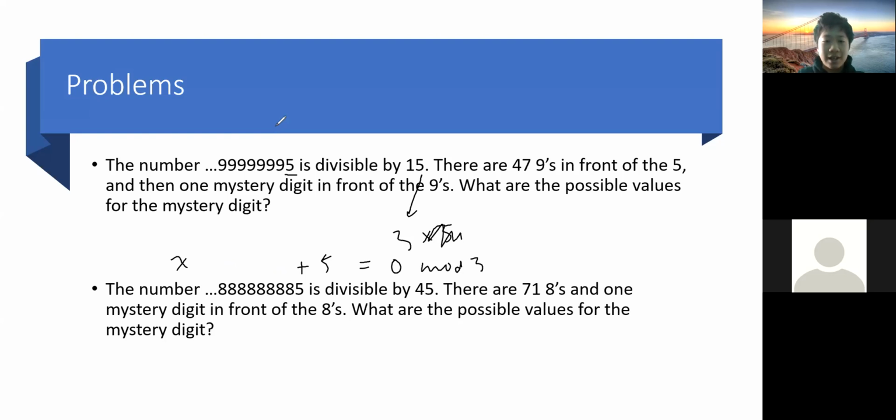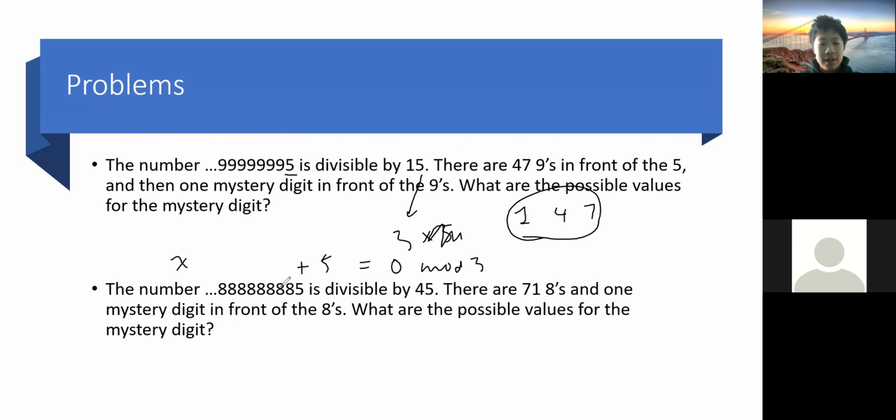So now we can literally just test values here. 1 works. 1 plus 5 is 6. 4, 7. And that's it. Okay, 1, 4, and 7. And these are the 3 possible values for the mystery digit. Okay, x plus 5 equals 0 mod 3.